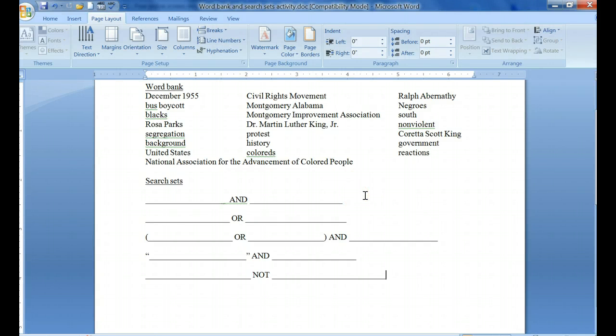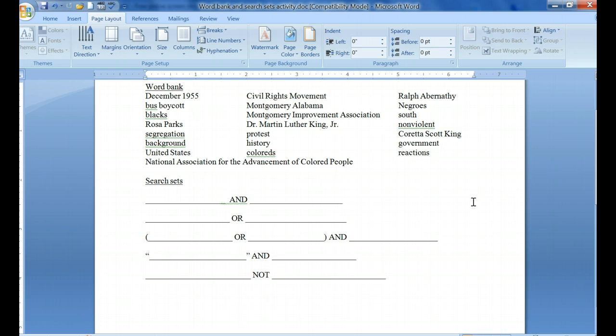Today we're going to look at the word bank and how to create search sets using that specific word bank. I have some templates here with possible searches, and as you can see, I have included the Boolean operators. This is not how you always have to set up a search. It's just a guideline for this example. So let's look at our word bank.